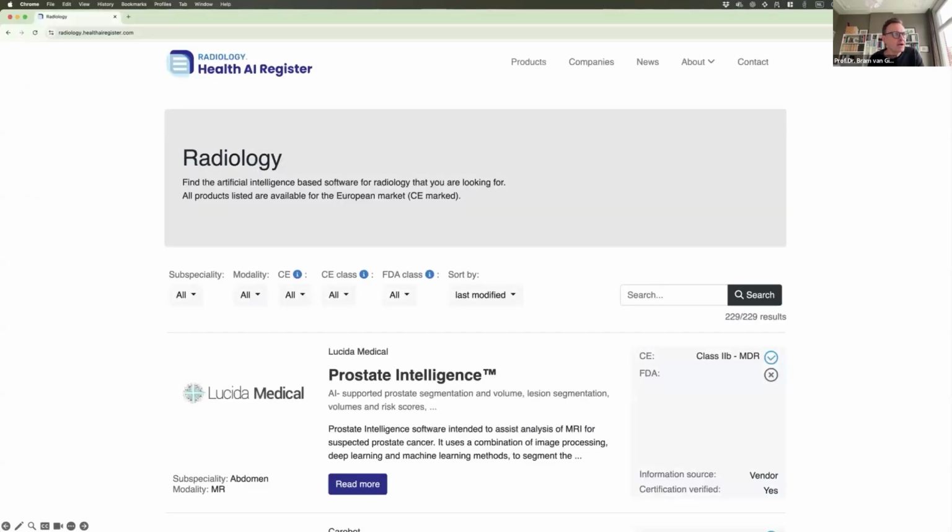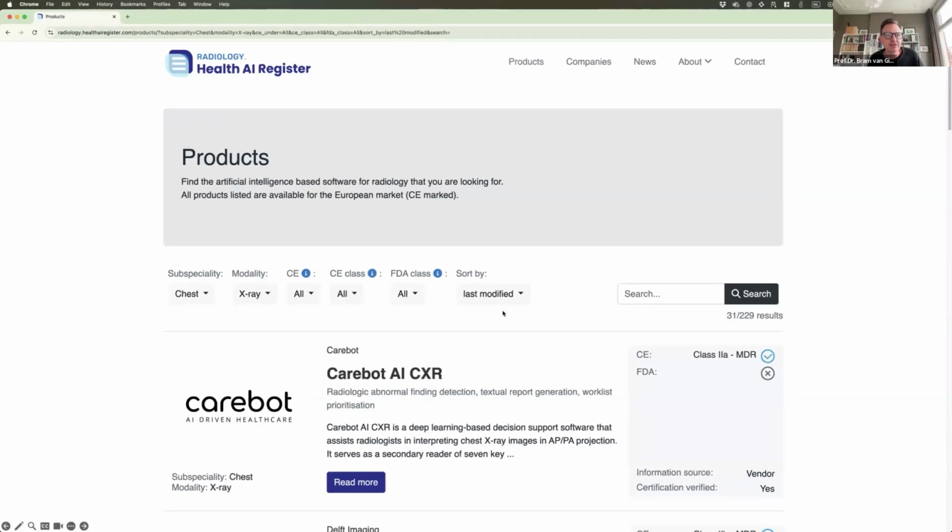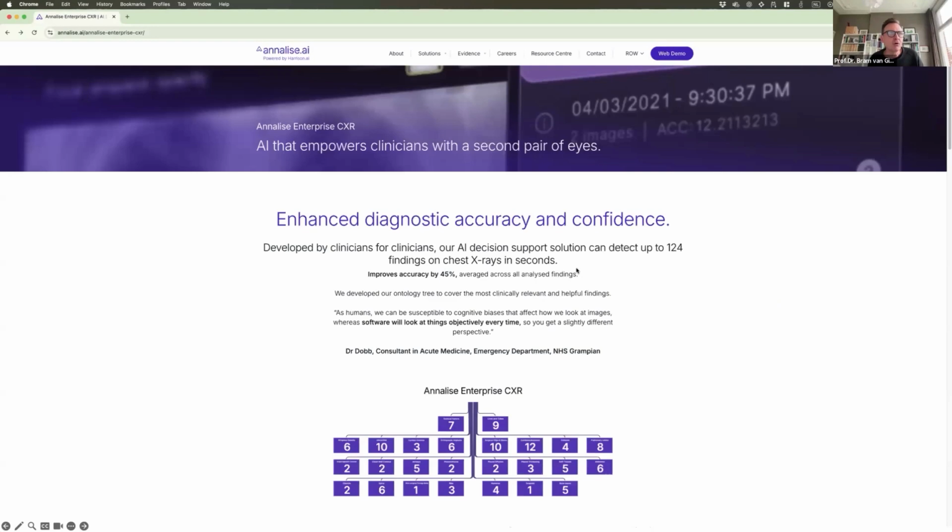We have made a website in the Netherlands of all the AI products that are on the market today for radiology, and it's a nice website to go to if you want to see what kind of software is currently available. There are already almost 230 products available, CE certified for AI in radiology. Here you can also choose different subspecialties. If you choose chest X-ray, you see that there are now 31 products available that analyze chest X-rays. So too many to show all.